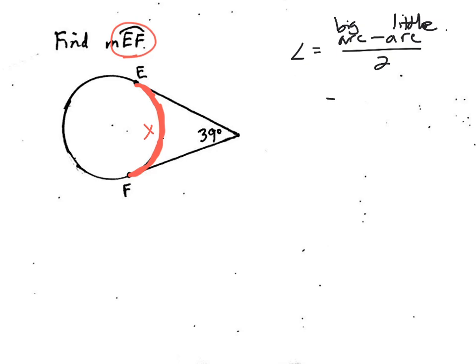So the question is, what do I know? Well, I know that the angle is 39 degrees, so they gave me that piece of information. So I'm seeing this as a working backwards question. Now, this would be great if I knew one of the 2 arcs, but the problem is I don't know either. So it looks like the smaller arc is my X. My little arc is the one that I've highlighted in red.